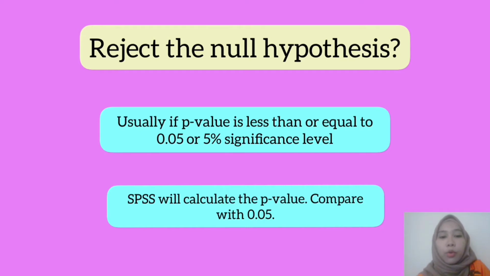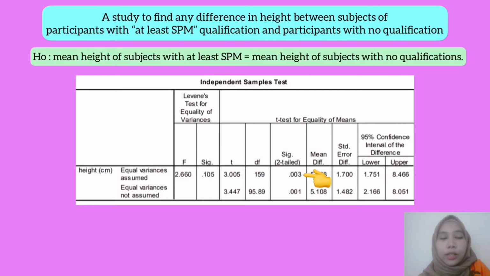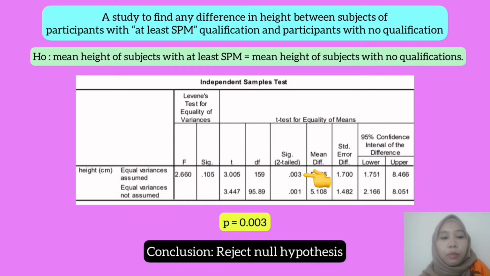So in this video, we show some examples to reject the null hypothesis. The first one is a study to find any difference in height between participants with at least SPM qualifications and participants with no qualifications. The null hypothesis is that the mean height of subjects with at least SPM is the same as the subjects with no qualifications. The p-value here is 0.003, so we can reject the null hypothesis.